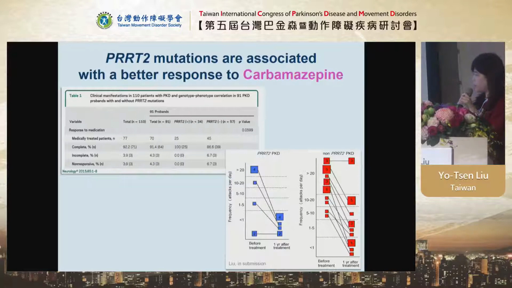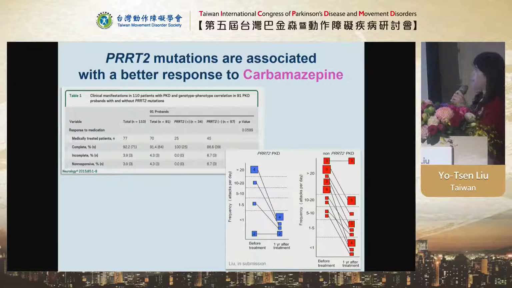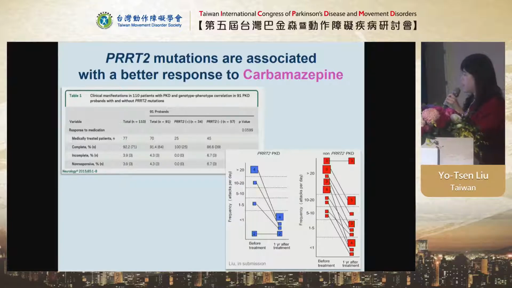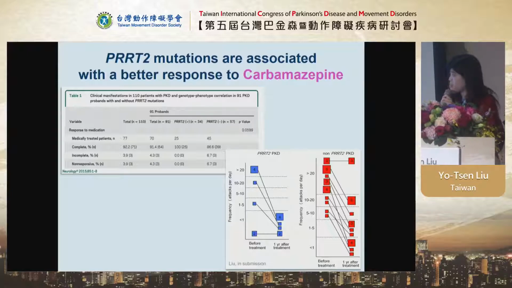In our cohort, the phenomenon remains the same. For the PRRT2 patients, when they start to take treatment, almost everyone can reach zero attacks. But for the non-PRRT2 PKD, the frequency can be decreased, but a significant proportion of patients still have some attacks.